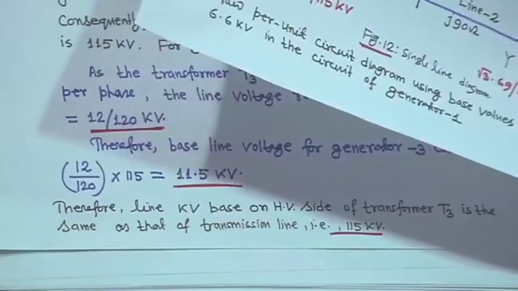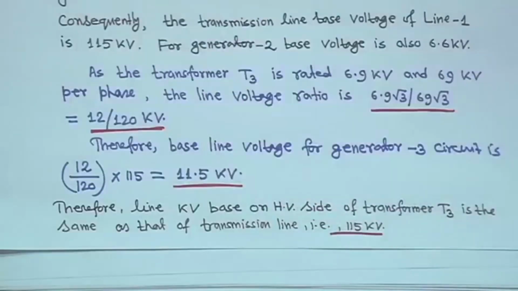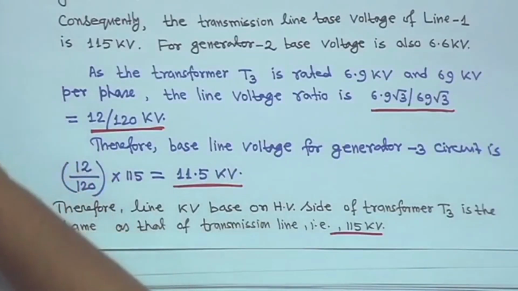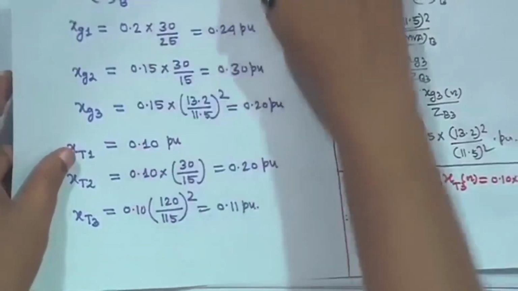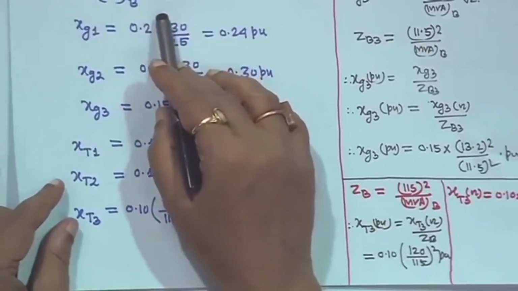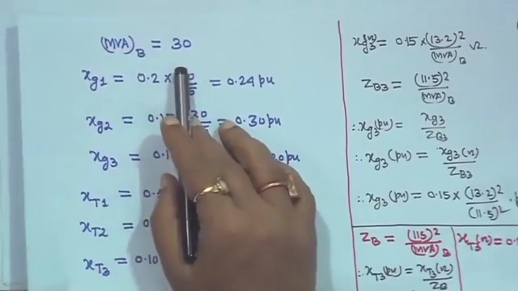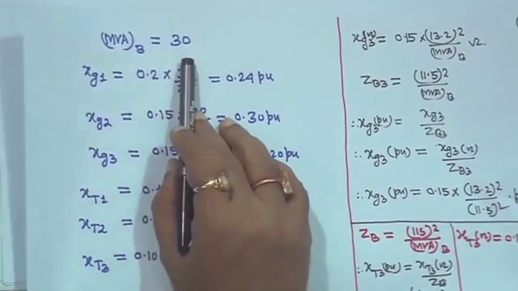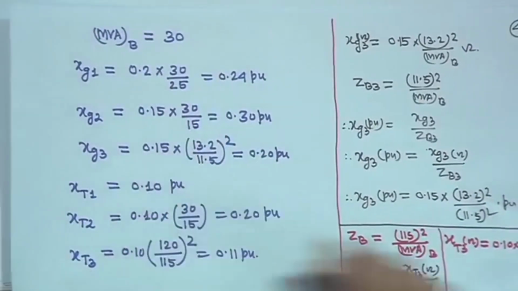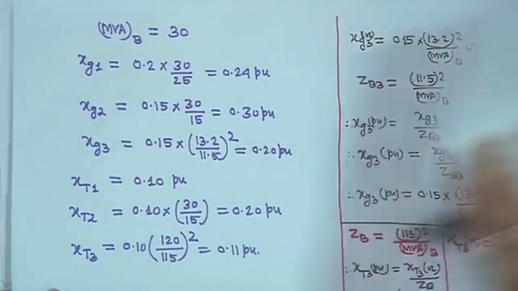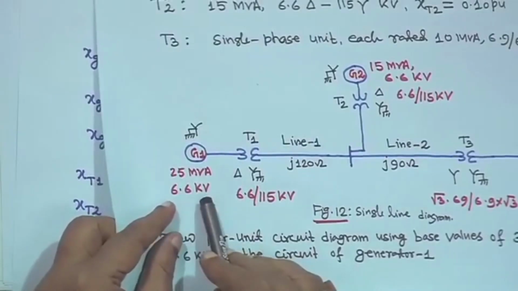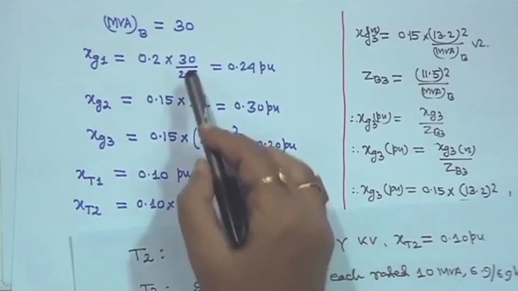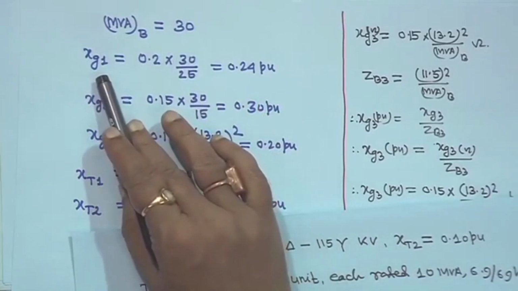So, once this is done, then as the MVA base is given as 30 throughout this. Generally the base MVA does not change. So the MVA base is 30, but the first generator's rating is 25 MVA, and the base voltage is 6.6 kV. That means, in proportion to the ratio of this base MVA, this reactance will change.